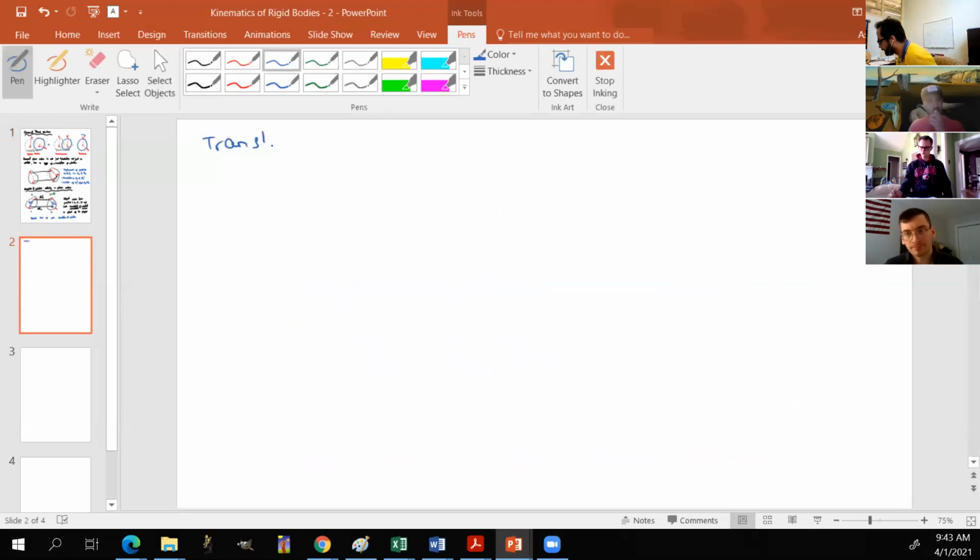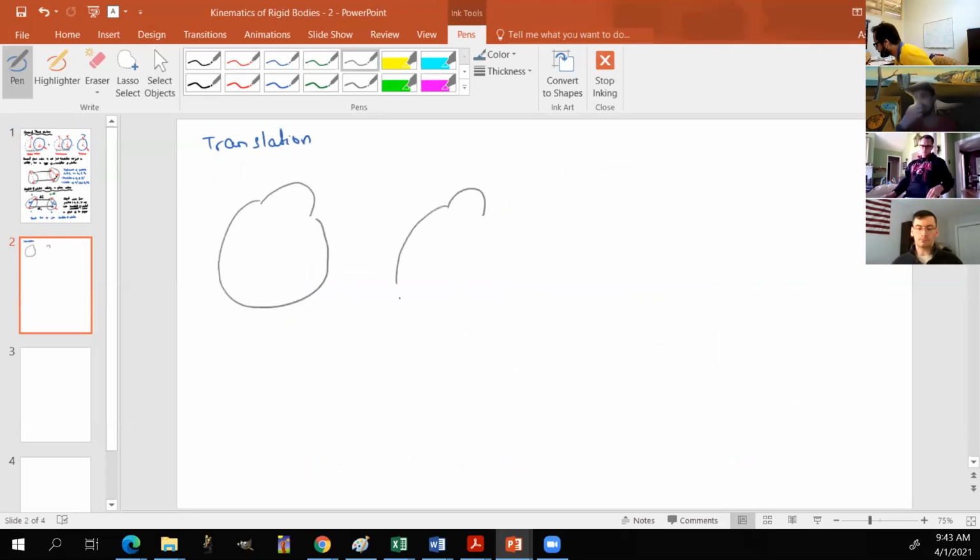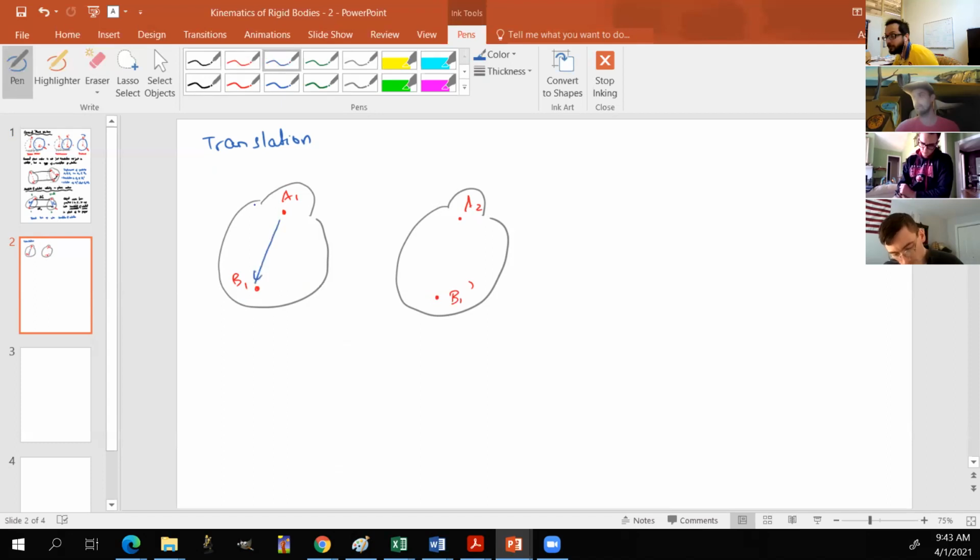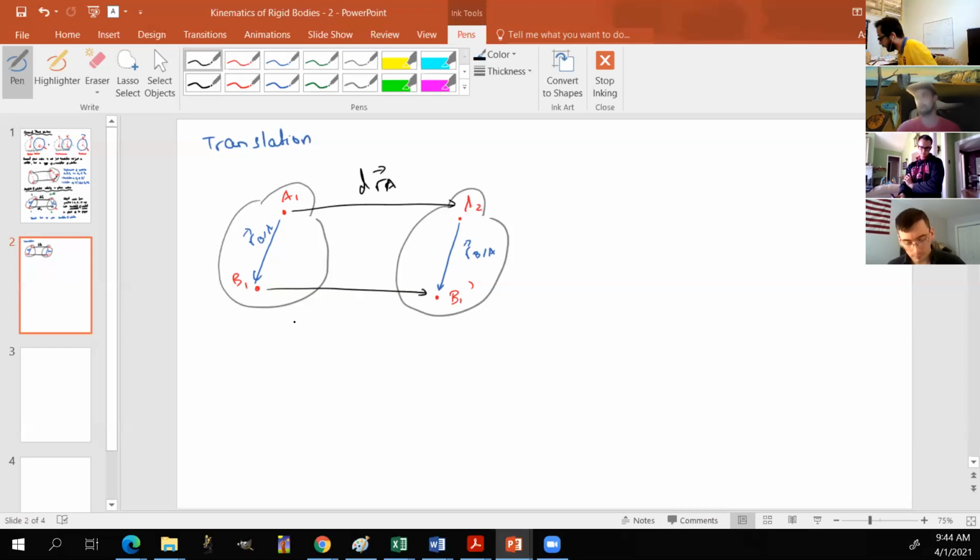So when we look at translation, right, you'll have that. So you have point A1, point A2, then you have B1, and then you have B1 prime, right? Just using the same convention we've been using so far. Again, you have this vector here, which is r of B relative to A, and this vector remains the same in pure translation, right? In pure translation, the magnitude and the direction remain the same, all right? So A has moved by dra, right? And B has moved by drb.